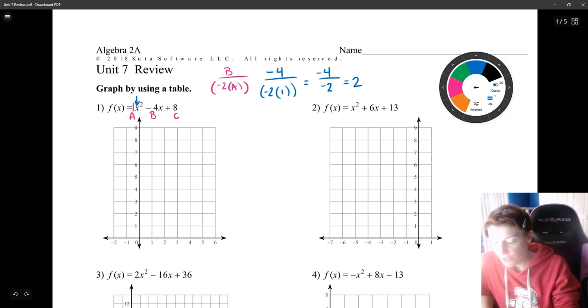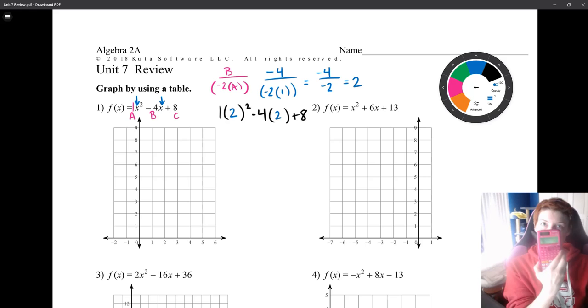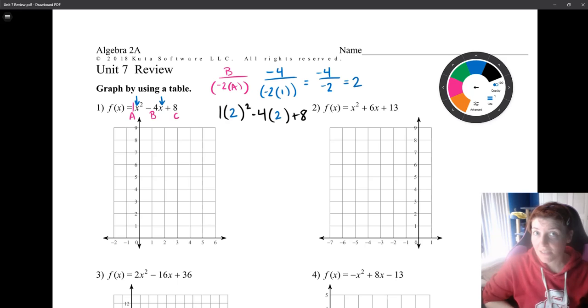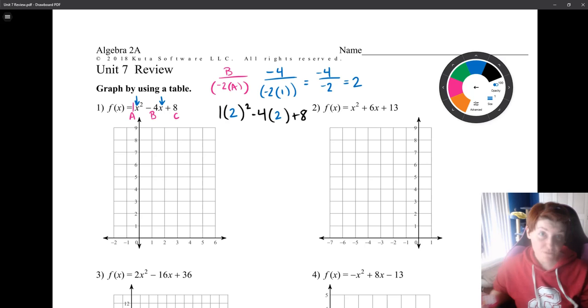I'm going to take that 2 and plug it in for x everywhere I see x in the equation. So 1x squared minus 4x plus 8. I'm going to drop that 2 in every time I see x. And then I'm going to use my handy dandy calculator to type that in exactly as I wrote it with all the parentheses. If you don't use your parentheses, you're going to get the wrong answer. So we're going to type that in. 1 times 2 squared, where's my square button? There it is. Minus 4 times 2 plus 8. So I got 4 for my answer for that.